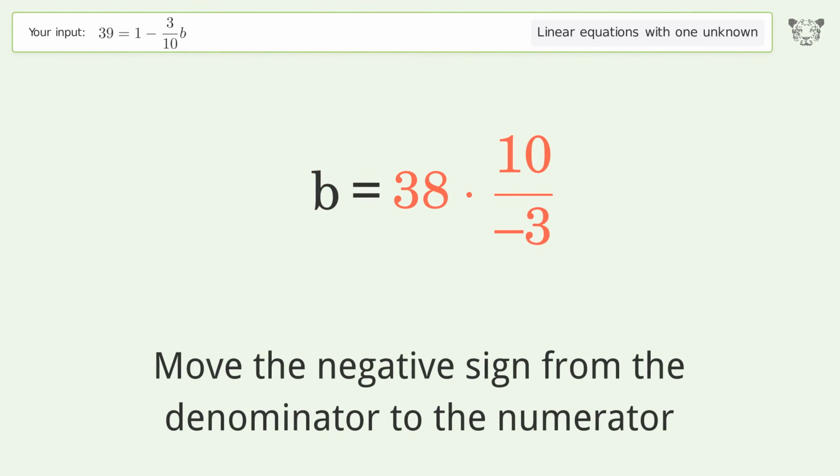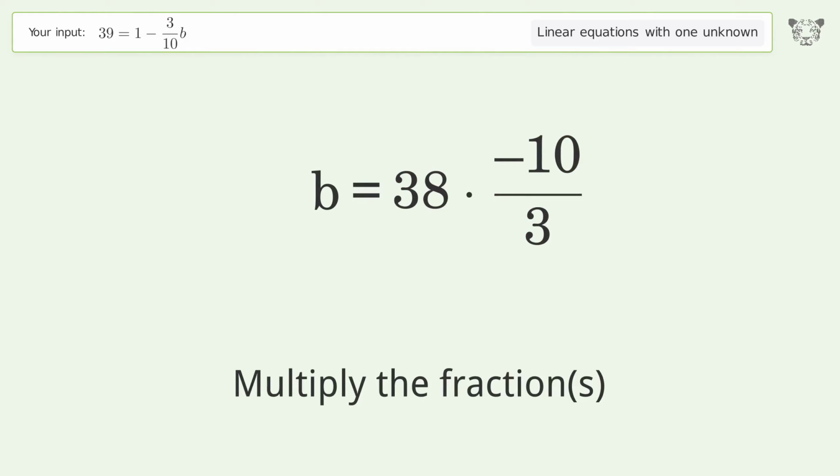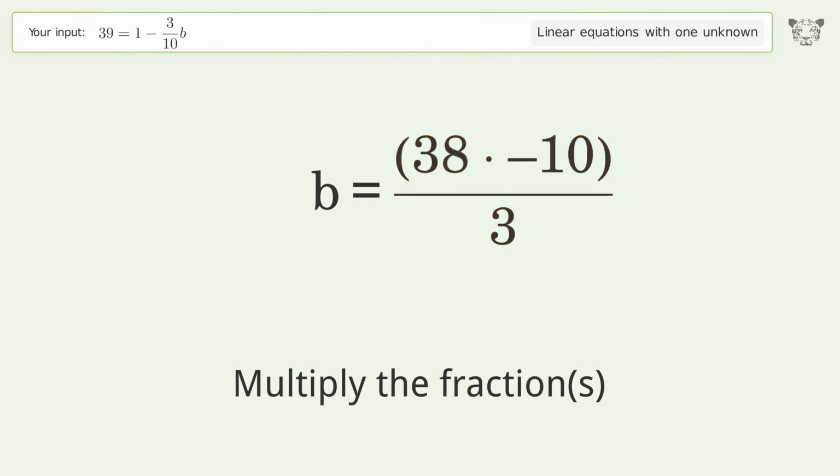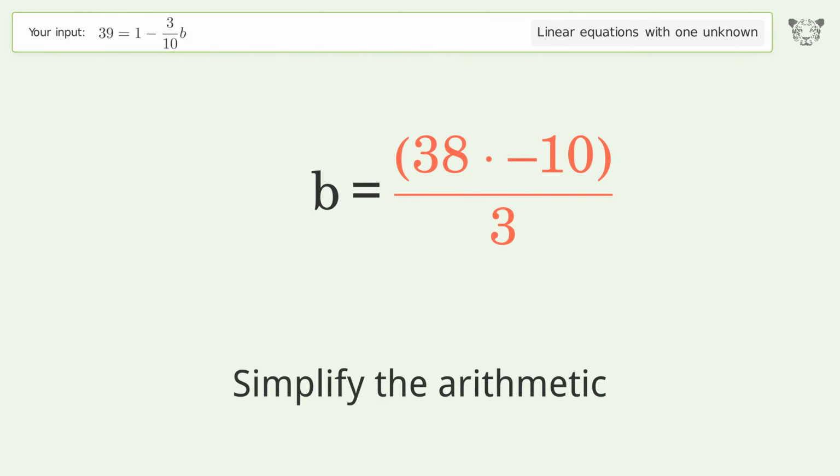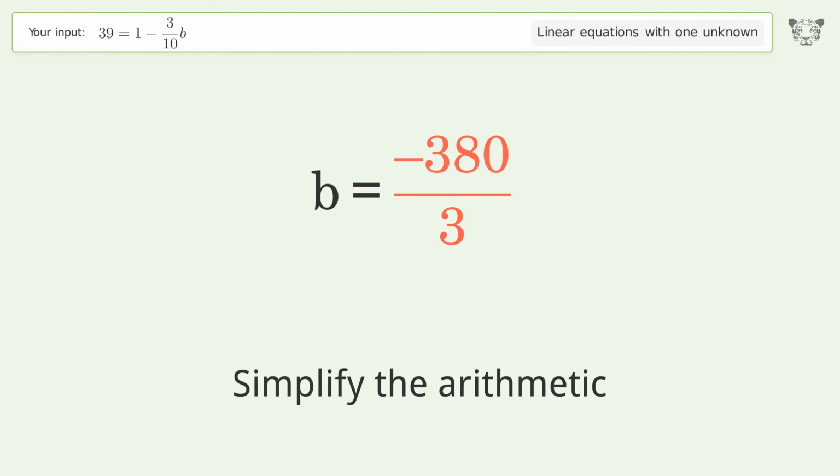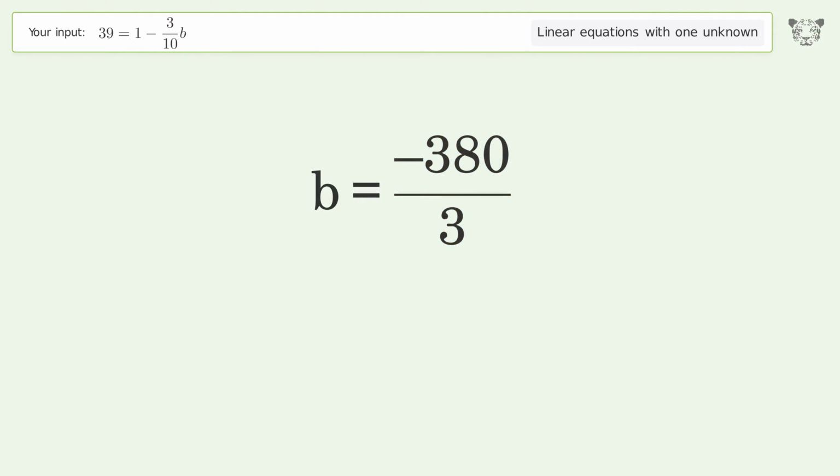Move the negative sign from the denominator to the numerator. Multiply the fractions. Simplify the arithmetic. And so the final result is b equals negative 380 over 3.